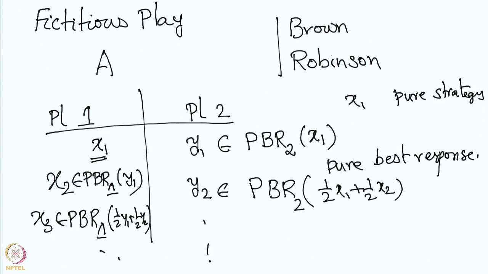So, every time a player makes a decision, he will look at the empirical behavior of the other player, what he has played, how often he has played a pure strategy. Then he forms an opinion and he plays a pure best response to that opinion. So, this is basically known as fictitious play. Recall that in fictitious play, players form an opinion about the other players' strategies. This opinion is formed based on the empirical average.